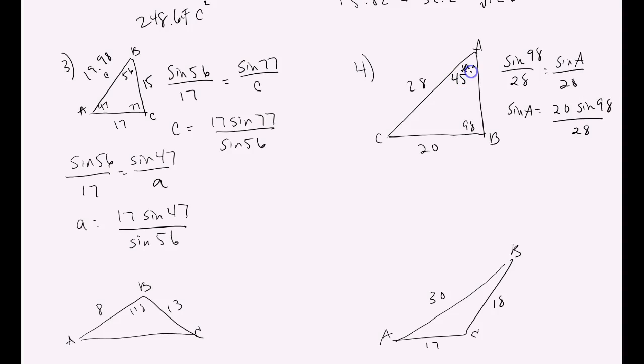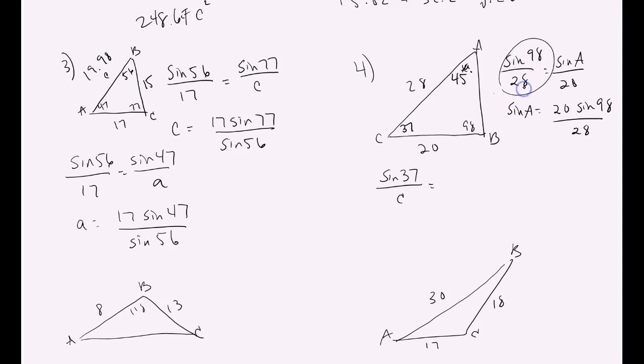So if that's 45, then I'm going to do 180 minus 45 minus 98. And that's going to give me a 37 over here. And now I can jump over and find this side. So I just need to make sure I use the 37 over, I guess that would be little c. And then I can use whatever I want.